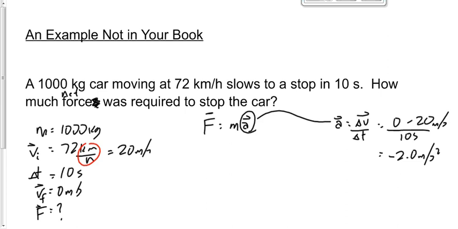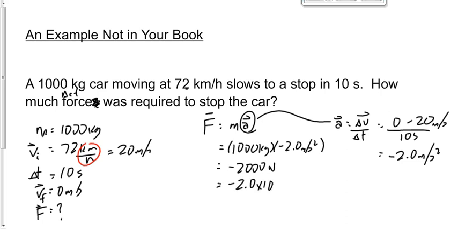Why negative 2? Because this car is slowing down, right? Now we're going to plug that into this equation, and we end up with a force of negative 2,000 newtons, which it should be a negative force, right? Because it's causing the car to slow down. Now, how many digits should we round that to? 1,000 is 4, this is 2, this is 2. Final answer should be 2 digits. Negative 2 times 10 to the 3 newtons. You could say positive 2 times 10 to the 3 backwards, right, in the negative direction.